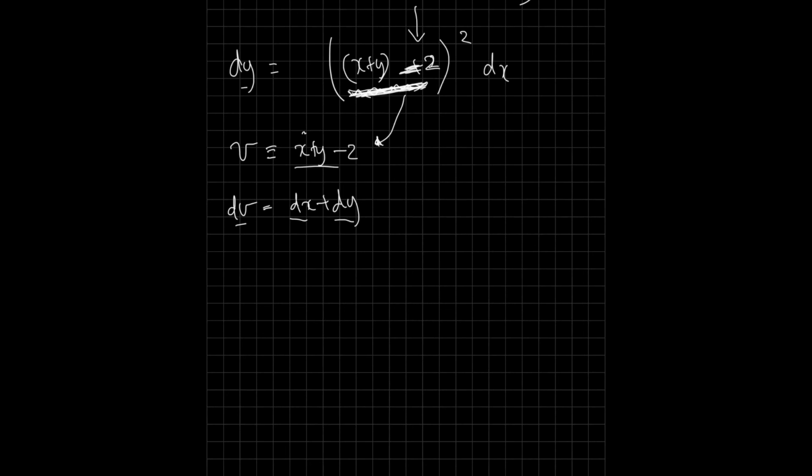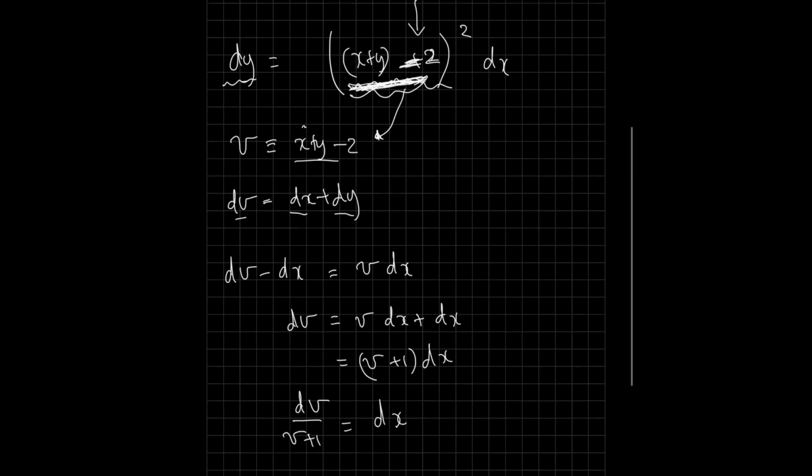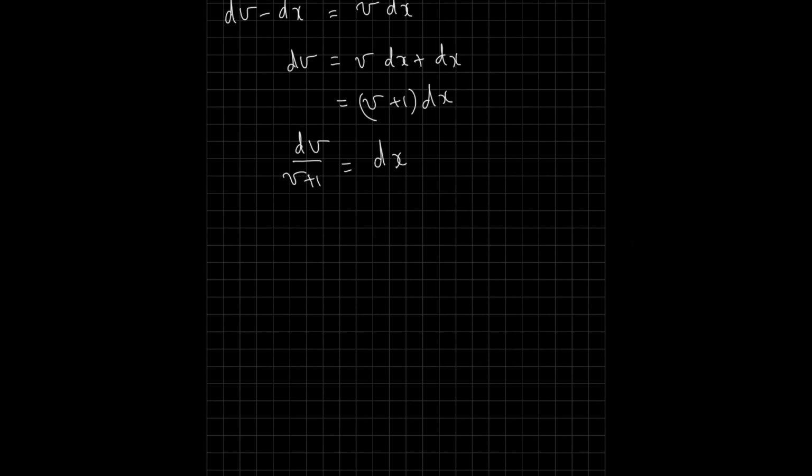And let's just do the substitution. I'm going to eliminate the dy bit here. So I'm going to use dv minus dx equals v squared dx. Right? So what we have is dv equals v squared dx plus dx. So we have (v squared plus 1) dx, and therefore dv over (v squared plus 1) equals dx. And that integral is not very difficult. That's just arctan v equals x plus some constant c sub 1.